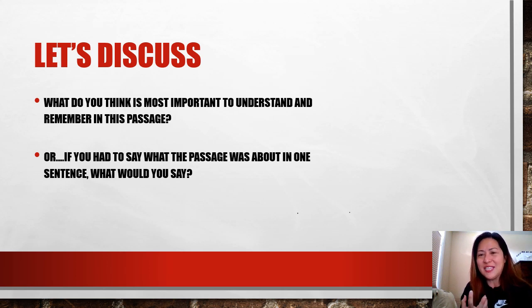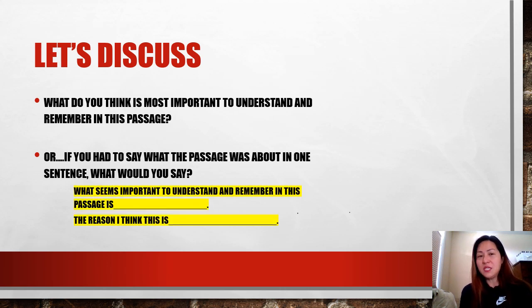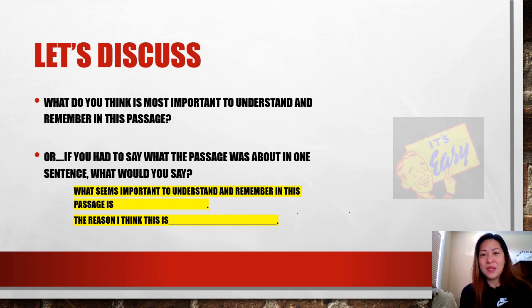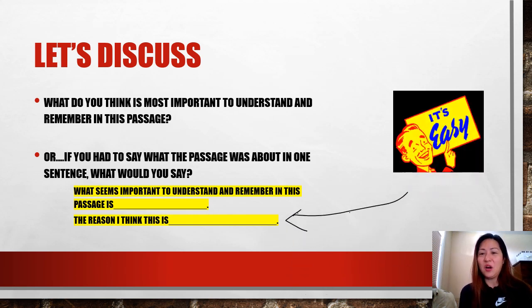What is the author trying to let us know? Now, we have always talked about using the sentence starter for one to say, this is my idea and here's my reason why. So here I could say, what I think is important to understand and remember in this passage is, and the reason I think this is. As you can see, it's easy to always use this kind of sentence starter, right? Well, here's what I'm trying to say, my important idea to understand in the passage, and here's my reason why.